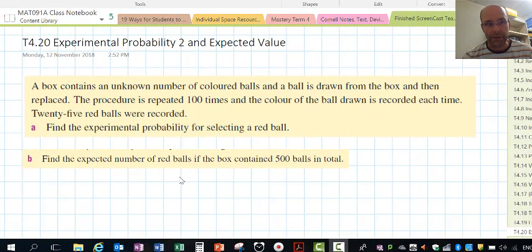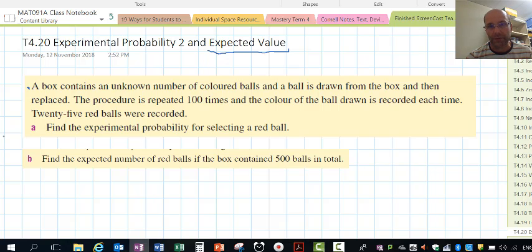This is the second video on experimental probability and expected value as well. This extends on from the previous video by introducing the idea of expected value. You must have watched the previous video to fully understand this one, so go back to the previous video on experimental probability 1.